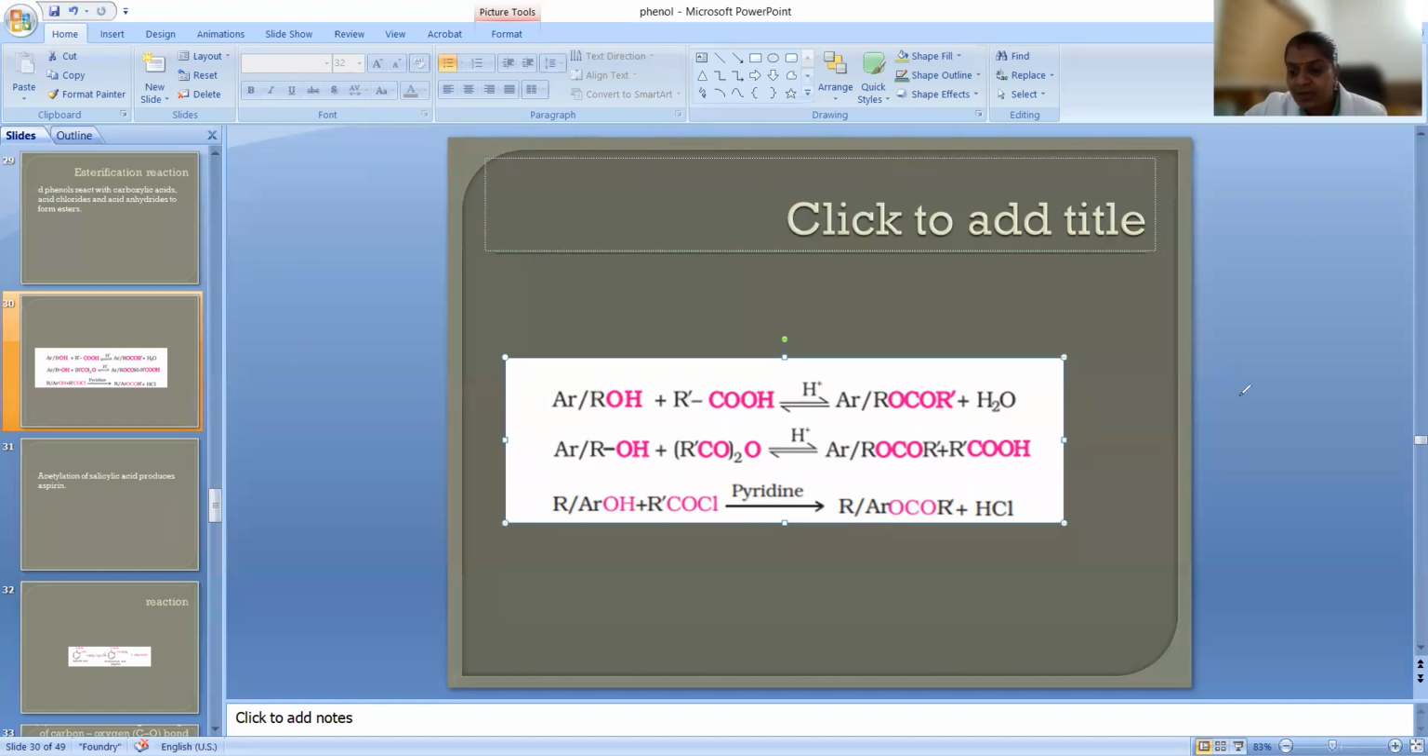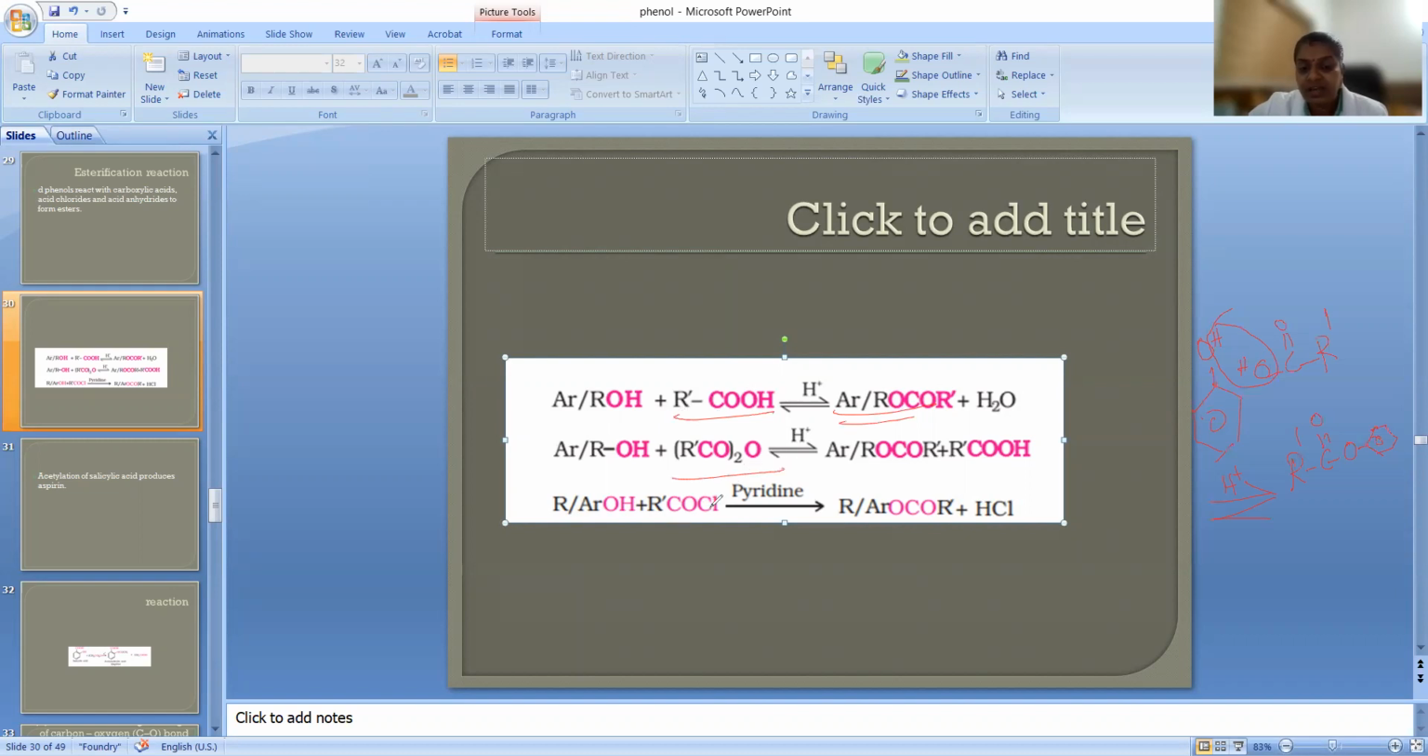Look at phenol. This is phenol. Phenol is reacting with an acid, meaning R' C double bond OH. So water will be removed from here, and in the presence of acid, the reaction will take place. It will be converted into the corresponding R' C double bond O ester. That is what is happening here. So the removal of water is taking place in this way.